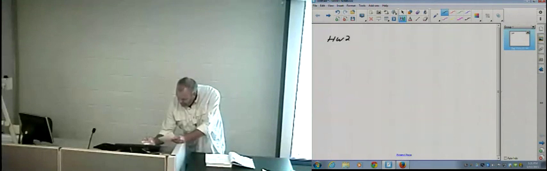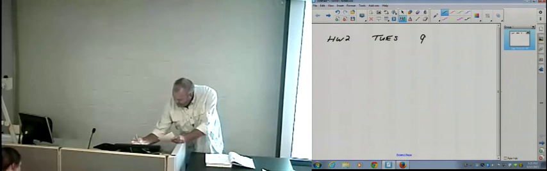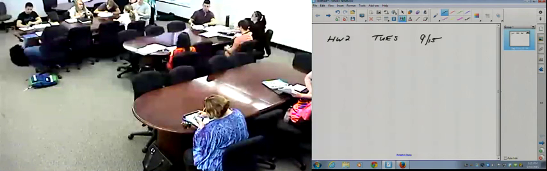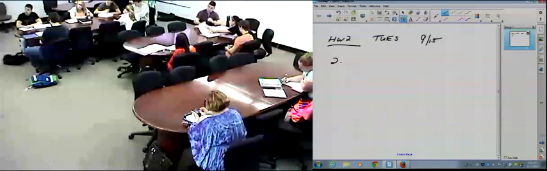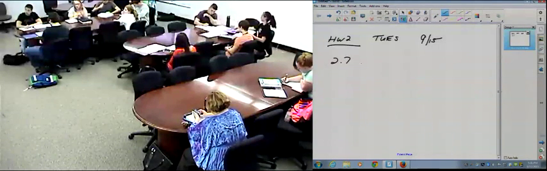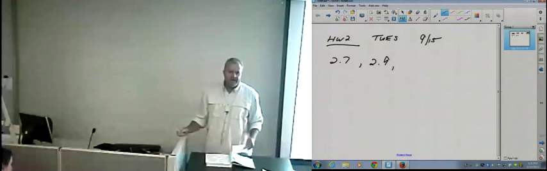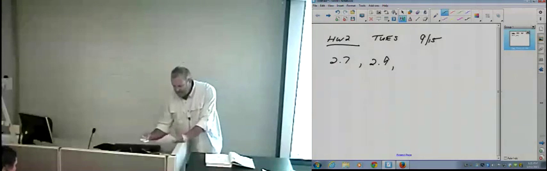Now, homework number 2 for Tuesday. I believe that's the 15th. I picked quite a few problems this time. 2.7, 2.9. Now, those two are in the middle of your chapter. Those aren't at the end like, I think, all the ones I picked last time.